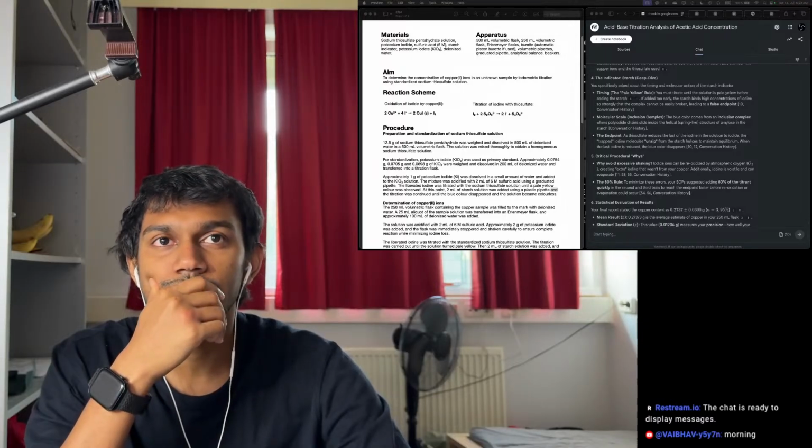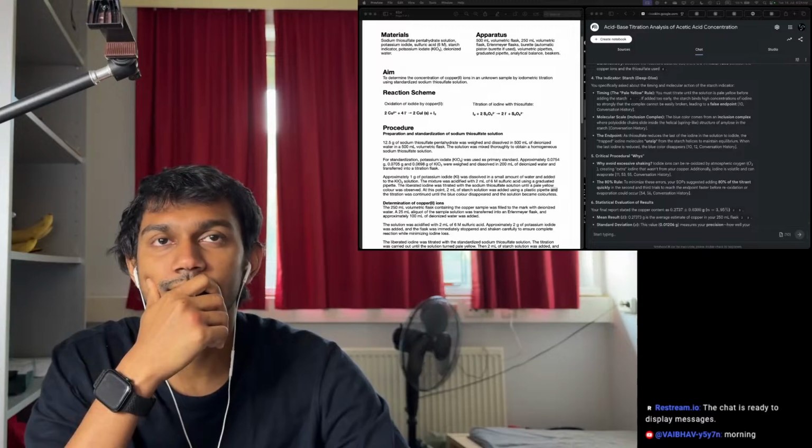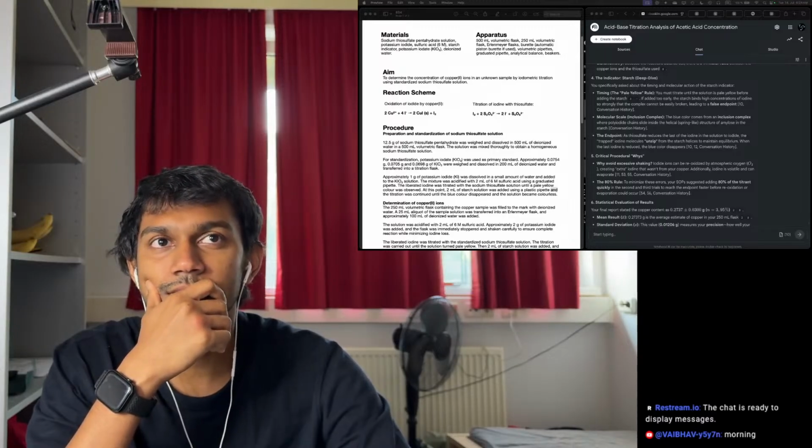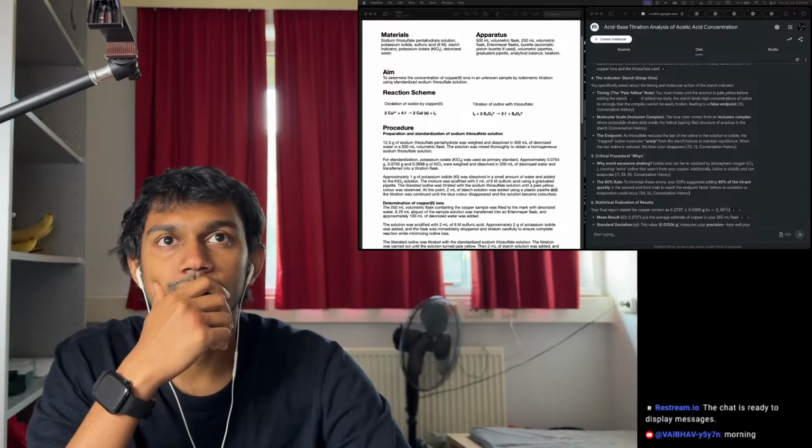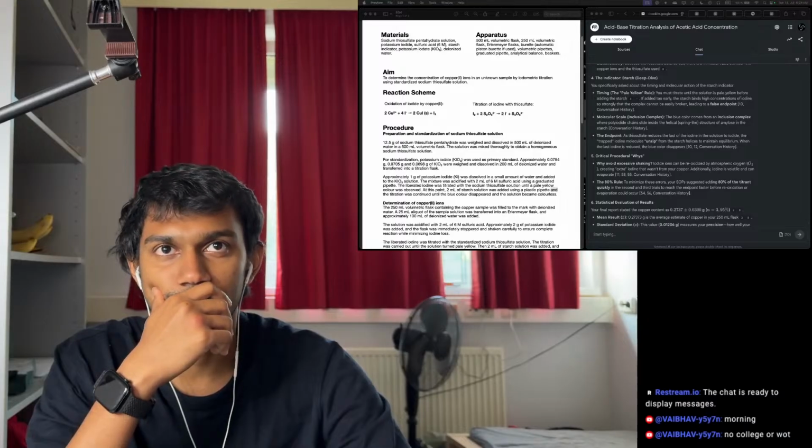Through triplicate standardization, you found the mean concentration. Liberation of iodine: you added excess potassium iodide to your acidified copper sample. The copper ions will oxidize iodide to produce molecular iodine and an off-white precipitate.